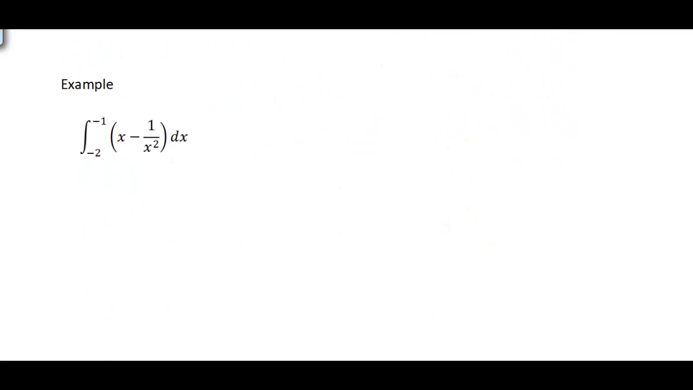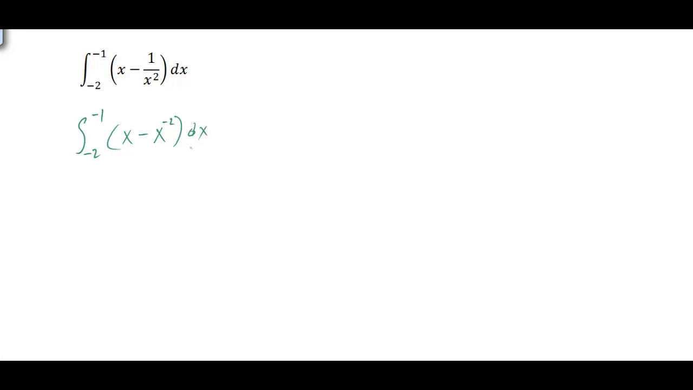All right, so let's look at one more example here of how we can use the fundamental theorem of calculus to evaluate this definite integral. We have x minus 1 over x squared going from -2 to -1. So the first step here I would recommend is to rewrite the problem so that this is in a form that we can integrate. So we would have x minus, if we move the x squared to the top, x to the -2 dx. And now this is a more manageable form.